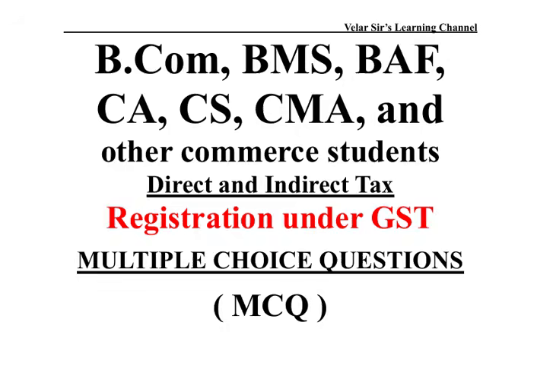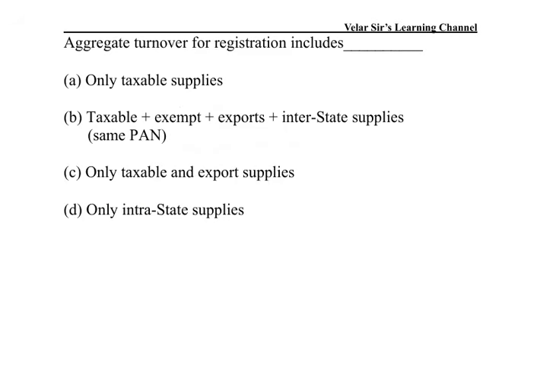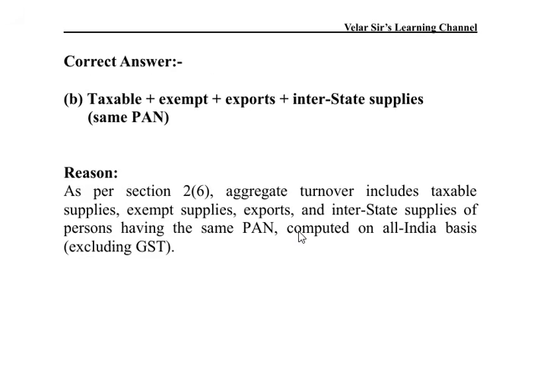The first MCQ is: aggregate turnover for registration includes dash. The options given are: only taxable supplies; taxable plus exempt plus export plus interstate supplies on the same PAN; third option, only taxable and export supplies; and fourth option, only intra-state supplies. The right answer will be B option, taxable plus exempt plus exports plus interstate supplies, same PAN.